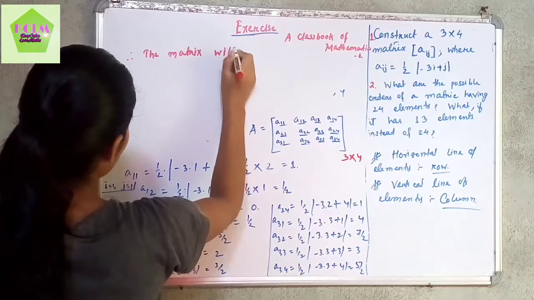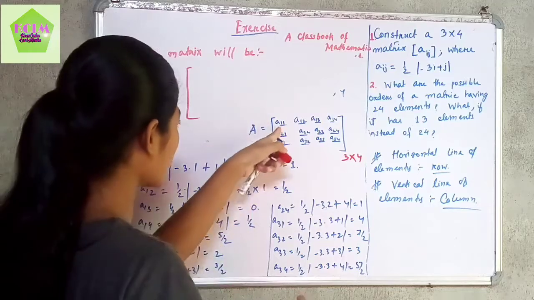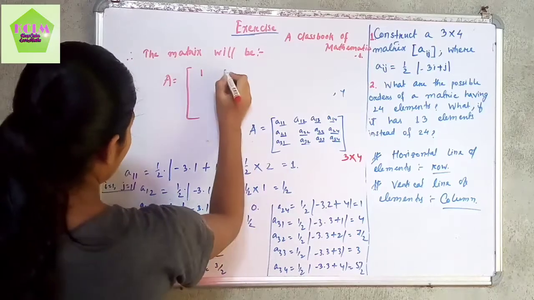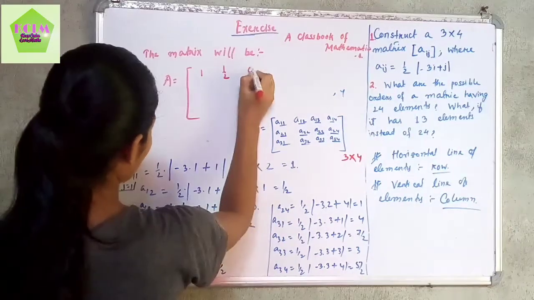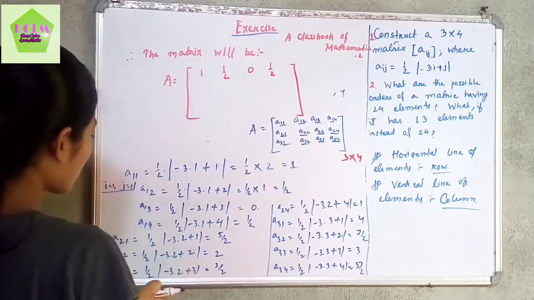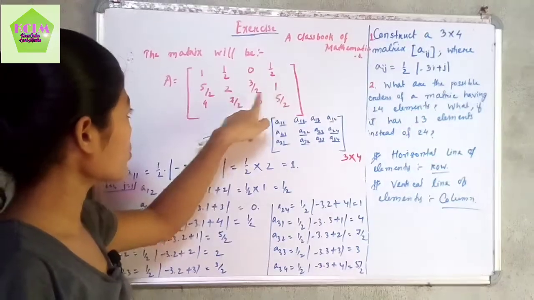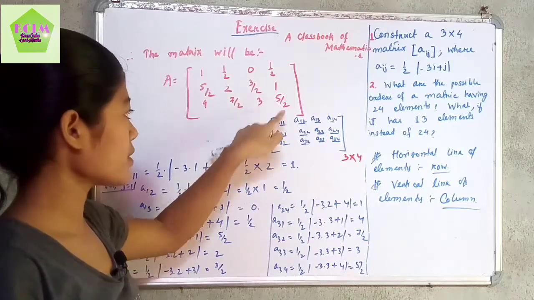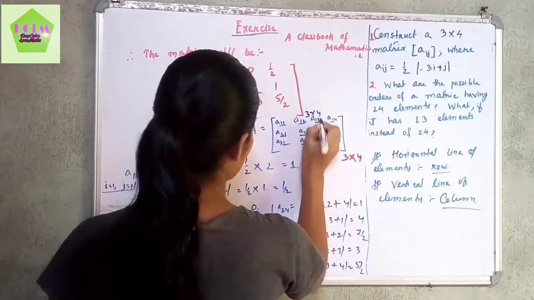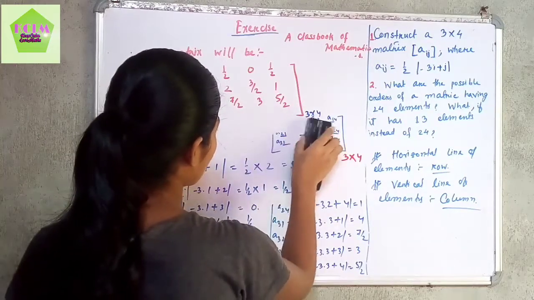Therefore the matrix will be A equal to, now just put the values of these elements: A11 means 1, A12 means half, A13 means 0, A14 means half. Now A21 means, so the matrix is this: 1, half, 0, half; 5 by 2, 2, 3 by 2, 1; 4, 7 by 2, 3, 5 by 2. And this is of order 3 by 4. So the final answer to this question number 1 is this matrix.